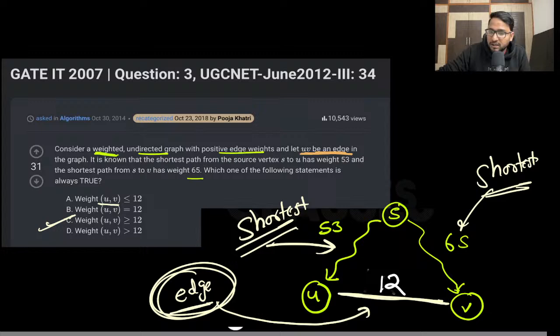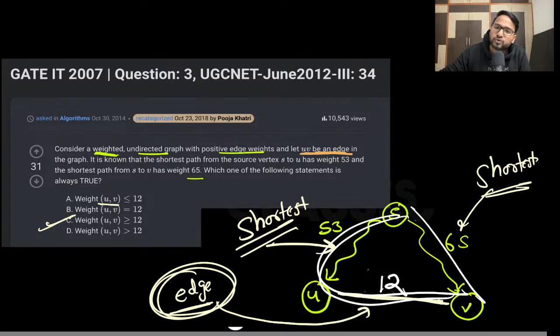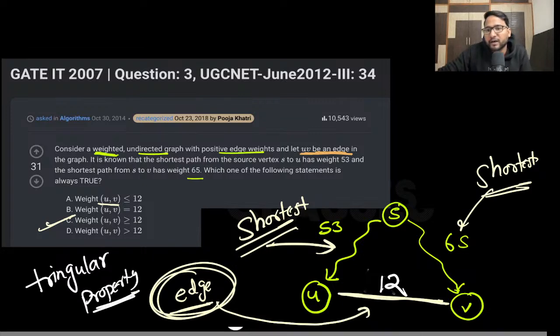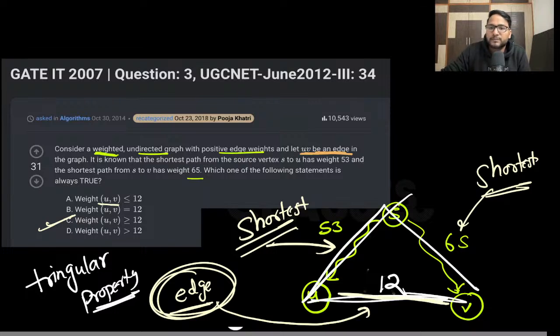Can it be 12? Yes, because the shortest is 65, which is fine. I mean, there could be 2 shortest also, right? This and this, there could be 2 shortest also. It can be 12. It can be more than 12 also. By the way, this is also called triangular property. Anyway, you don't need to know the property name, but if this is the shortest, then this particular thing could be 12 at most. At least it should be 12.